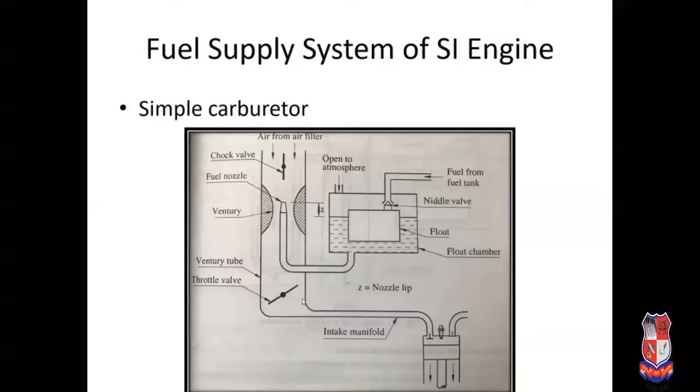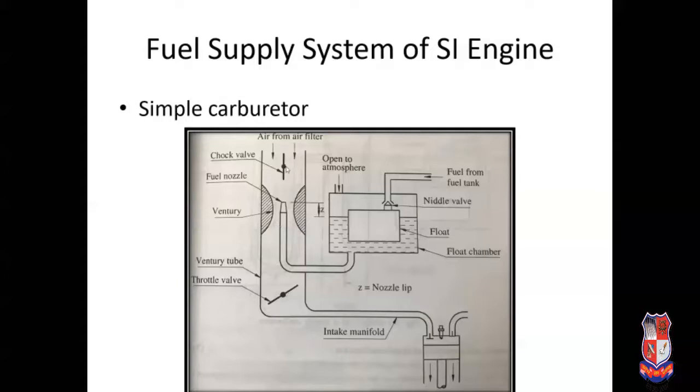The function of the throttle valve is to control the amount of fuel and air that is supplied to the combustion chamber. It will control the mixture supply according to the condition of the engine. There are different conditions of the engine: starting condition, normal working condition, sudden acceleration, slow speed, idling condition. According to that condition, the amount of fuel and air is controlled by the throttle valve.